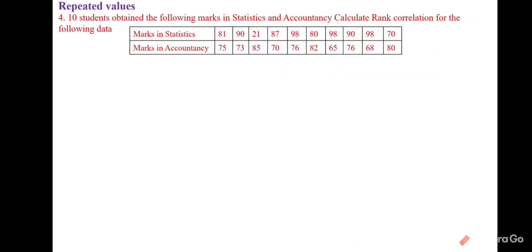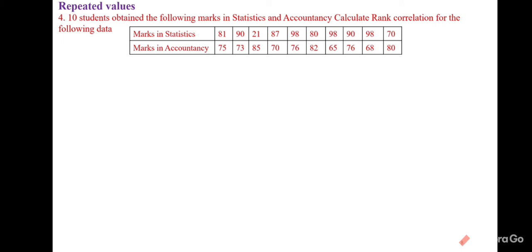Previously we found ranks for non-repeated values, which means the x and y values occur only once. Now, what if values occur more than once? That is called repeated values. How to find the rank is slightly different, and the formula has an additional term. The rest of the things we follow in the same way.